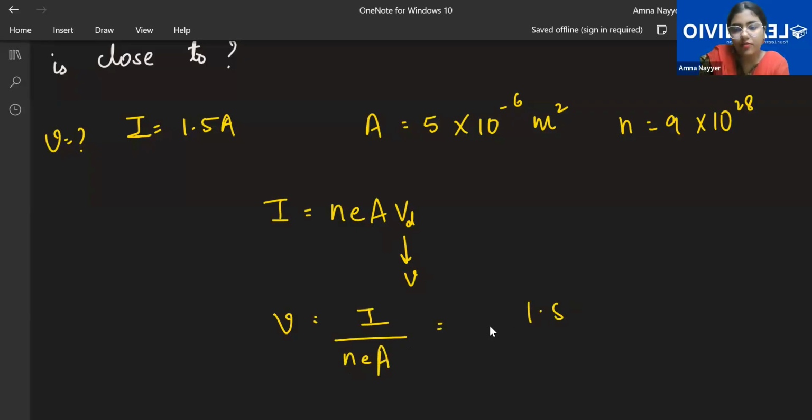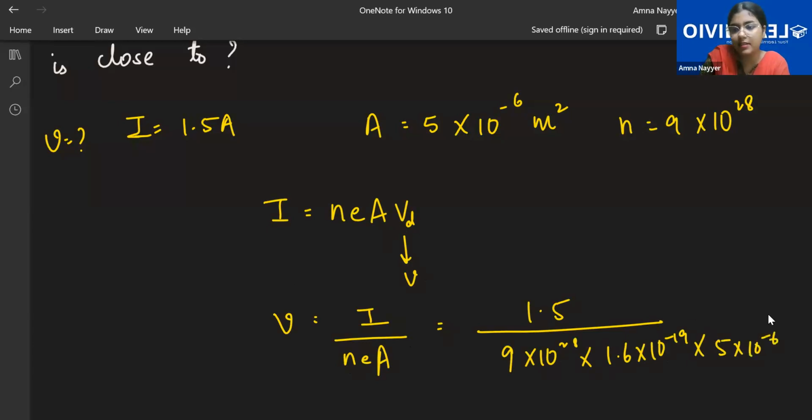So this is 1.5 divided by 9 into 10 to the power 28. Now, electronic charge is 1.6 into 10 to the power minus 19, and area is 5 into 10 to the power minus 6. So this much number in meter per second we get, and you have to convert it into millimeter per second, because using this you will get the answer in meter per second. So this has to be converted.